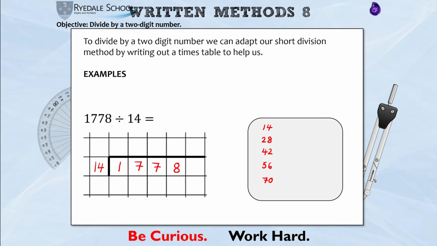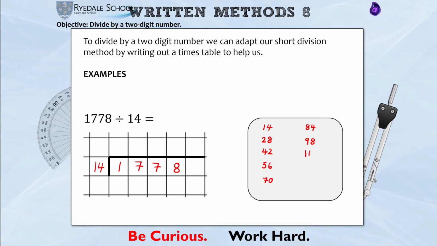I normally stop at 5 times my number because there is a way that I can make sure I've made no mistakes so far. I know that 5 times a number is the same as doing 10 times the number and then halving. Well, 14 times 10 is 140, and half of 140 is 70, so I am right so far. But I'm going to keep going until I get up to 10 times my number. So next is 84. Then I have 98.